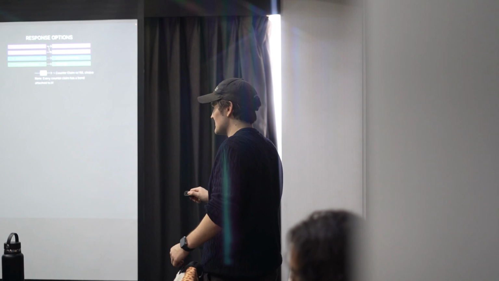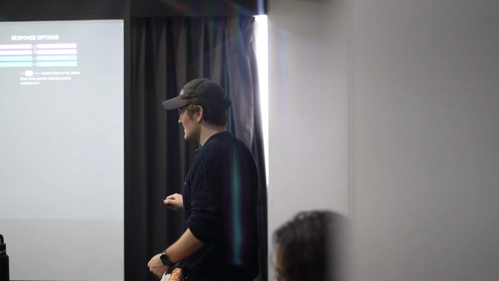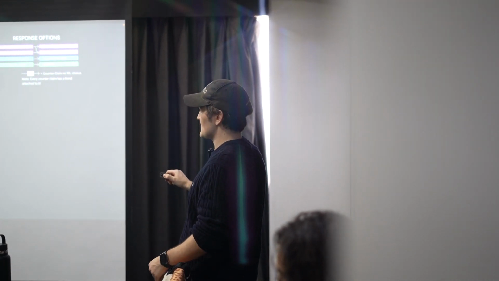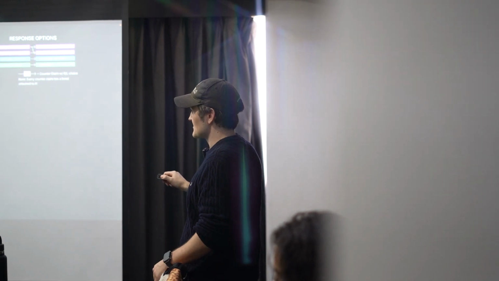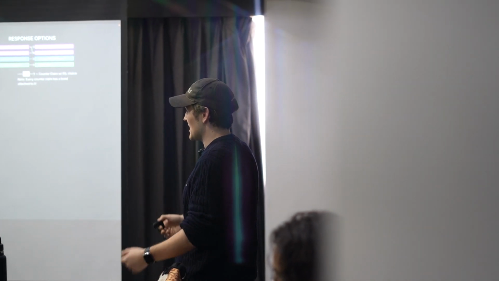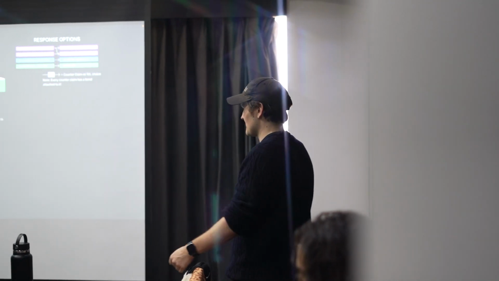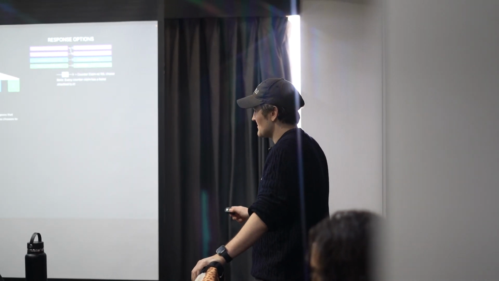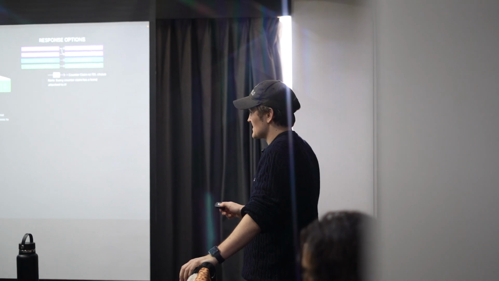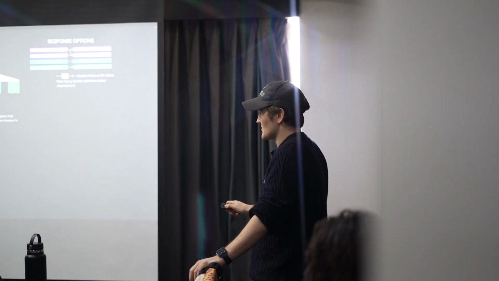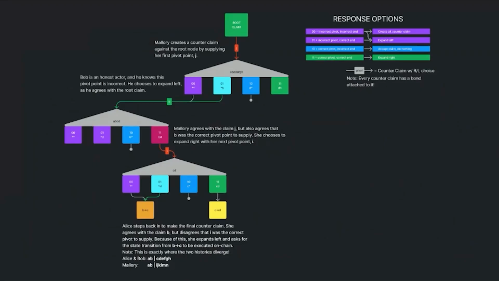Alice steps back in to make the final counterclaim. She agrees with the claim B that sits above, but disagrees that I was the correct pivot point to supply here. So because of this, she expands left, and because we're at the bottom of the tree, she asks for the state transition from B to C to be executed on chain. And so this state transition succeeds, so we add this node to the tree. And note that this is exactly where their two histories diverge, right? This is exactly where we wanted to end up.